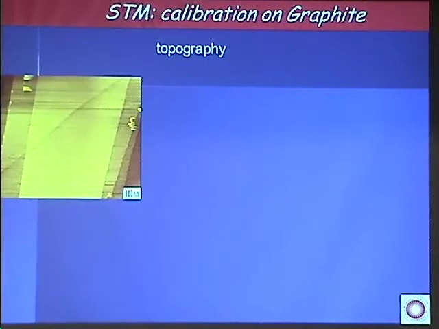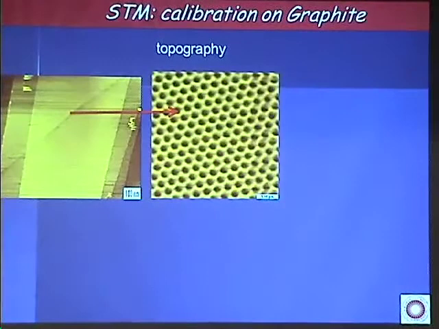We didn't go to the fancy graphite that people usually put in there. We are too cheap to buy the $3,000 piece of graphite. So we bought a $20 piece of graphite that is very flaky. And this is what it looks like. Here I'm showing you a mesa of one of these flakes. And we zoomed in and we saw this.